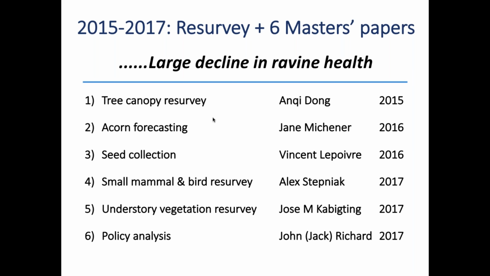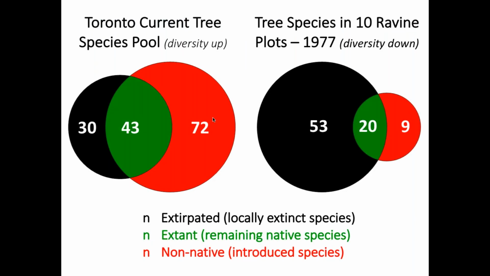And that resurvey ended in 2017, but it took several years. Basically it showed a large decline in what we were defining as ecological health. Granted, we didn't look at all the pieces, but we looked at some key pieces: tree canopy cover as the foundational species, some acorn forecasting to look at regeneration, some seed collection, small mammal and bird resurvey, understory vegetation resurvey, and policy analysis. As you'll see at the end, this has become an important piece.